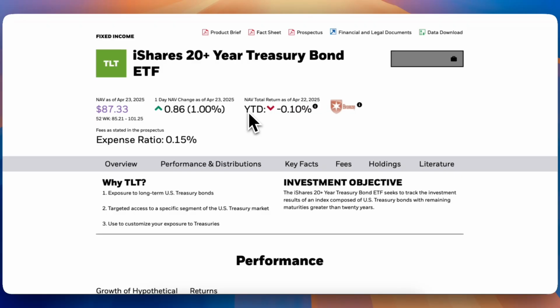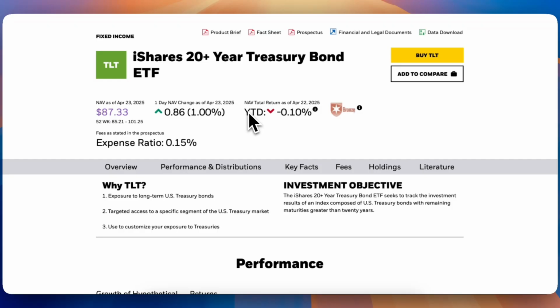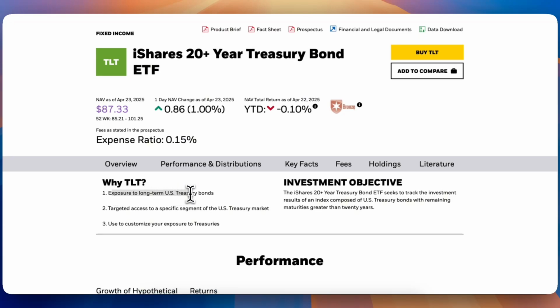Now what exactly is TLT? Well, TLT is the iShares 20+ year Treasury bond ETF. This is the core long-duration Treasury bond ETF from iShares. It tracks the U.S. Treasury 20+ year bond index. So it's giving you exposure to long-term U.S. Treasury bonds, and it has targeted access to a specific segment of the U.S. Treasury market. So this is pure exposure to long-term treasuries. No option strategy is used on this ETF.